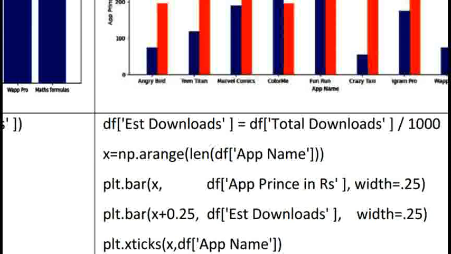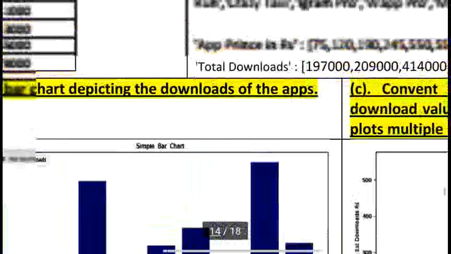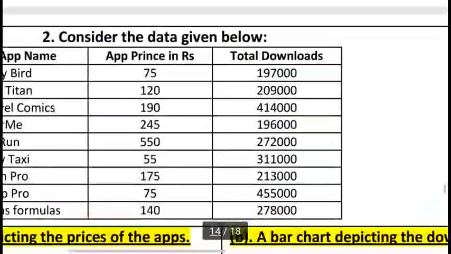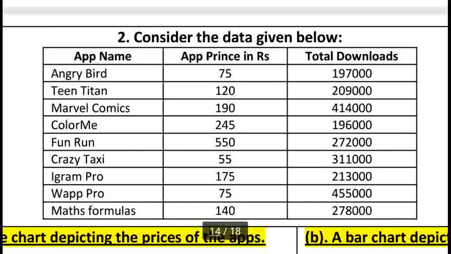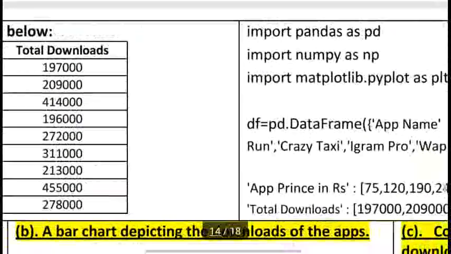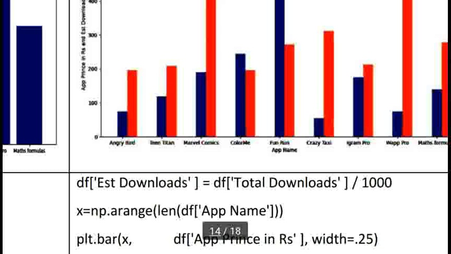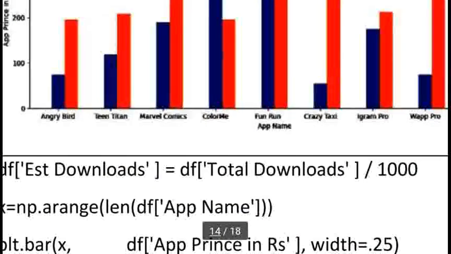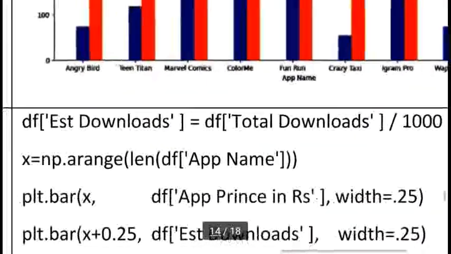0 1 2 3 4 5 6 7 8, and 0 represents Angry Bird, 1 represents Teen Titan, 2 represents Marvel Comics, 3 represents Color Me. In this style you can see, and these values will be converted into titles on the x axis. This type of title we can replace.